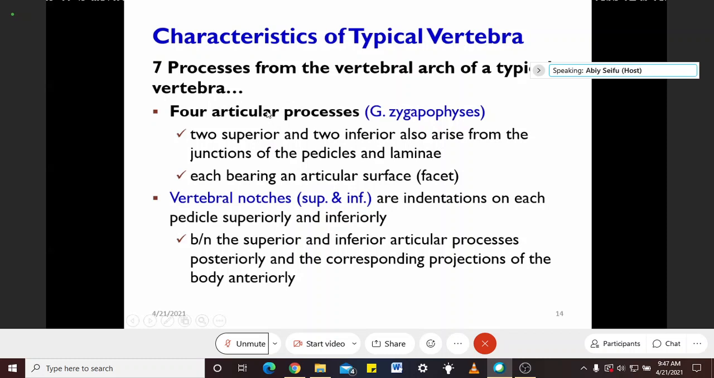Whereas there is also another process, which is the articular process, which has a facet that is used for articulation with the other vertebrae. In a single vertebra, there are 4 articular processes with a facet. Those articular processes articulate with the superior vertebra and the inferior one. For instance, there are 2 superior articular processes that articulate with the superior vertebra, whereas the inferior 2 articulate with the inferior vertebra.